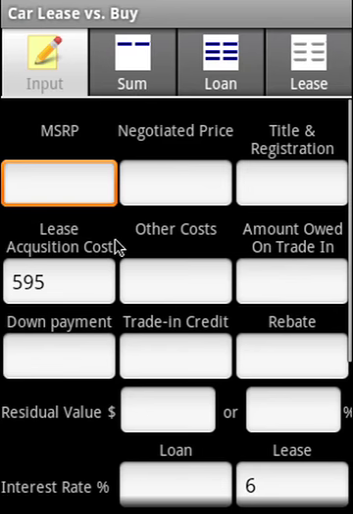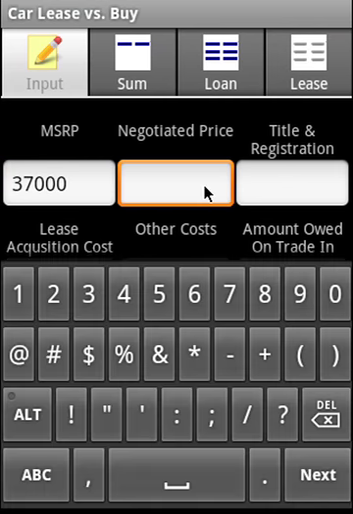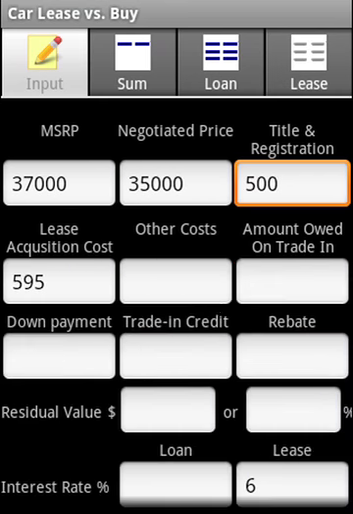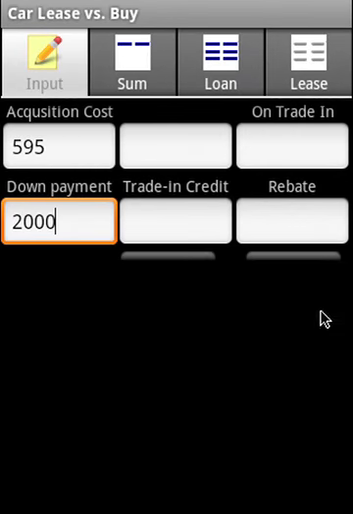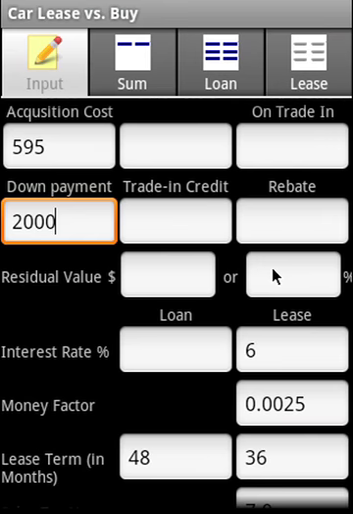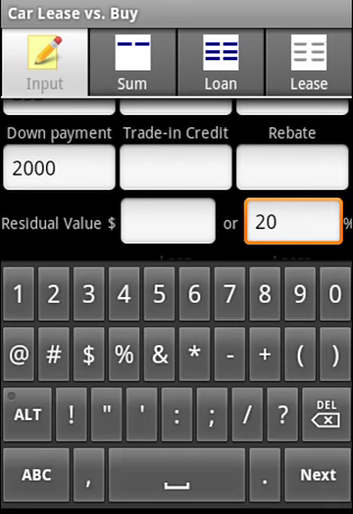What we are going to do is MSRP is 37,000. Your negotiated price is here, 35,000. Title registration is 500. For additional lease costs, we have a default value, but you can change it. Other lease costs, nothing. Amount owed on trade-in, say we're not trading in. Down payment is $2,000, and trade-in credit we didn't make any. And for residual percentage, say 20% residual.